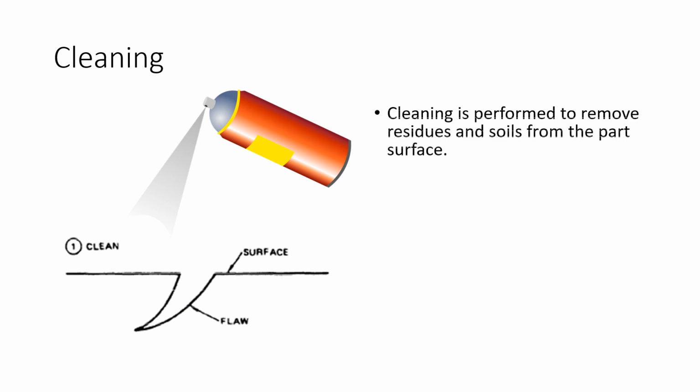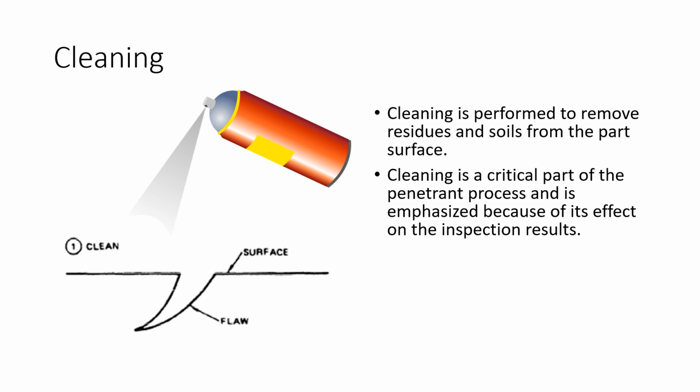So cleaning, a lot of times, and I'm just using one of the methods here where we use spray cans. You can get spray cans for dye penetrant. They're little kits that come with it. So you want to make sure and clean the part before you perform dye penetrant testing. So we're going to clean it and then remove residues, soils, rust, whatever from the surface.